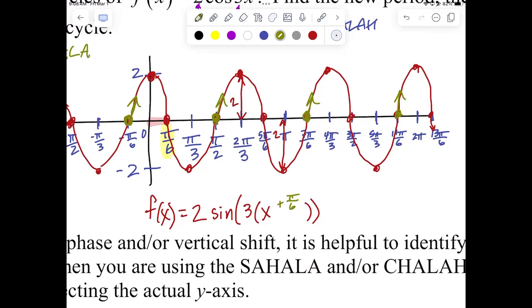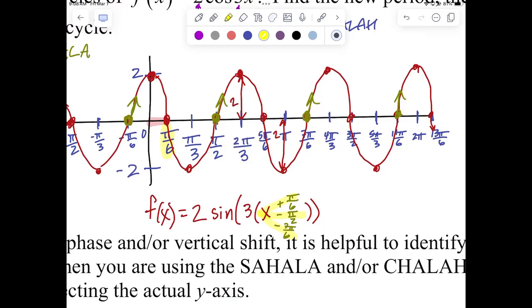Remember, it's opposite of what it appears, right? So if you see x plus pi 6, that actually means left pi 6. If you wanted to shift over to pi halves, you would have minus pi halves. And if you wanted to shift over to 7 pi 6, you would have minus 7 pi 6. I'm not going to write any more, but any one of those 3 would work. X plus pi 6, x minus pi halves, or x minus 7 pi 6.